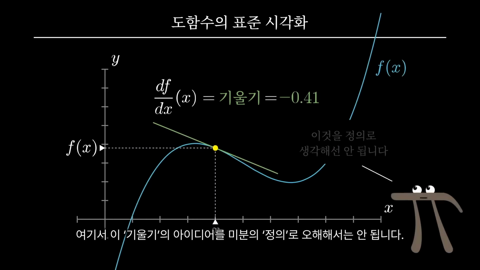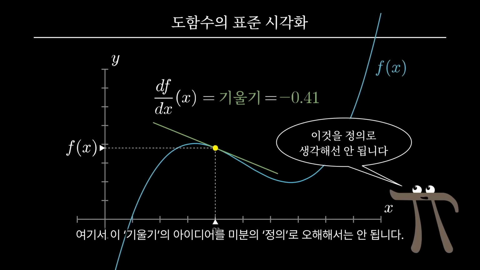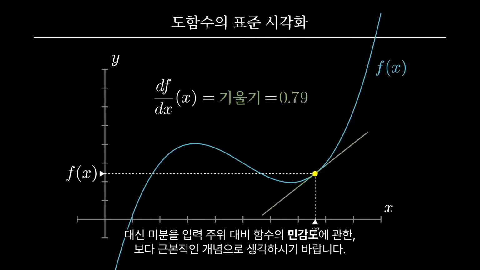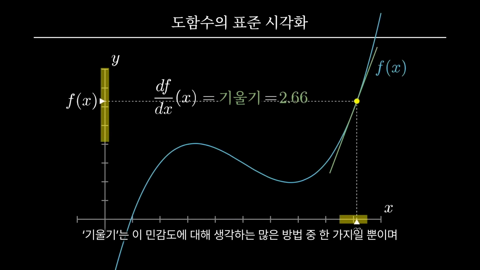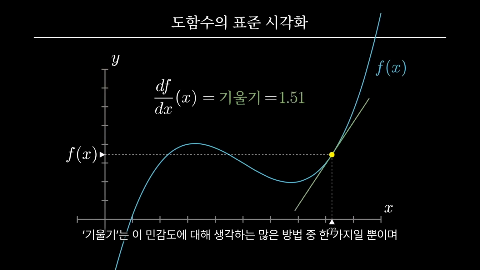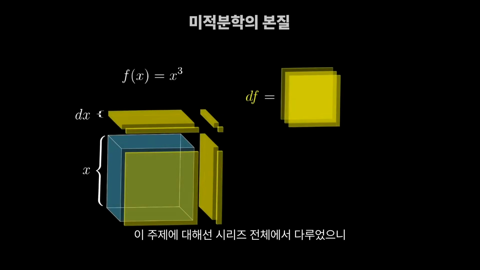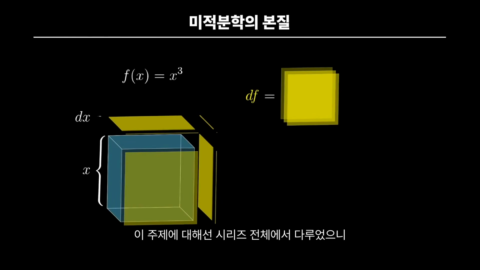Now I'd encourage you not to think of this derivative as slope idea as being the definition of a derivative. Instead, think of it as being more fundamentally about how sensitive the function is to tiny little nudges around the input. And the slope is just one way to think about that sensitivity, relevant only to this particular way of viewing functions. I have not just another video, but a full series on this topic if it's something you want to learn more about.